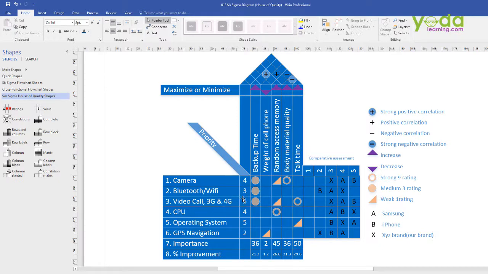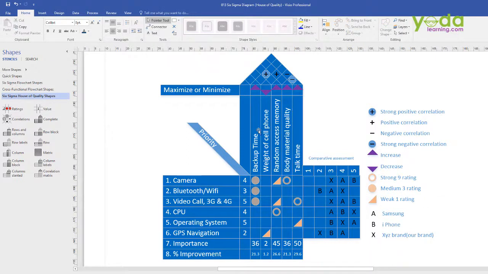Now here the circles stand for how strong the ratings are. To the right, I have mentioned the ratings, like the donut stands for strong with a 9 rating. Circle stands for medium with a 3 rating, and the triangle stands for weak with a 1 rating. Now these are all text boxes which I've created and which can be done simply by using the text option.